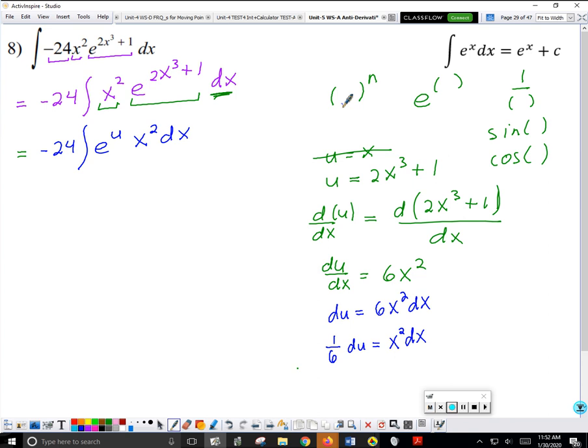Okay, let's keep going. So this can be substituted now. Questions? Where did dx go? Right here it says x squared multiplied by dx is exactly the same thing as 1/6 multiplied by du.